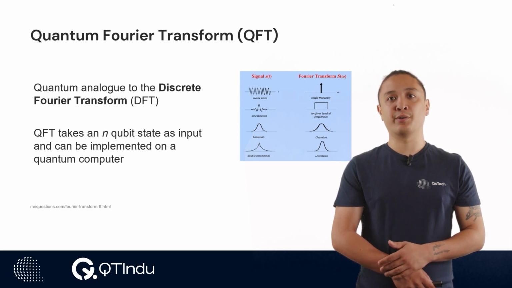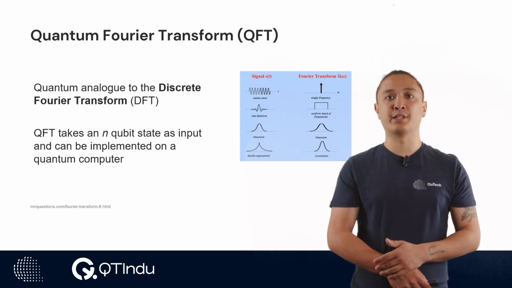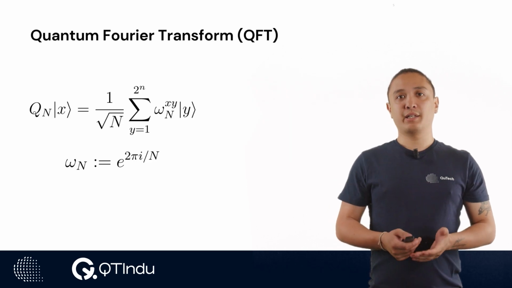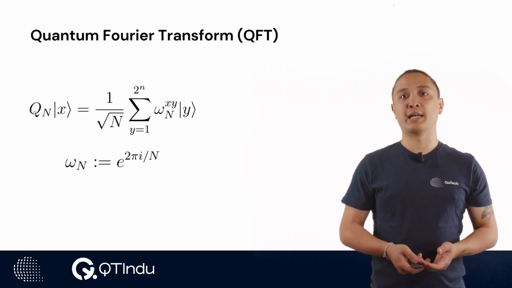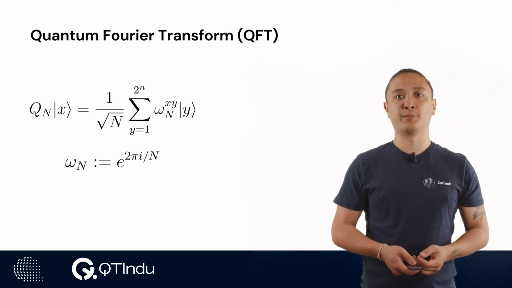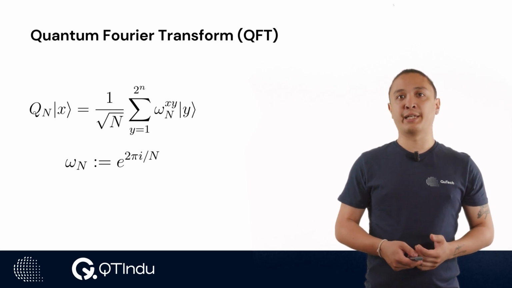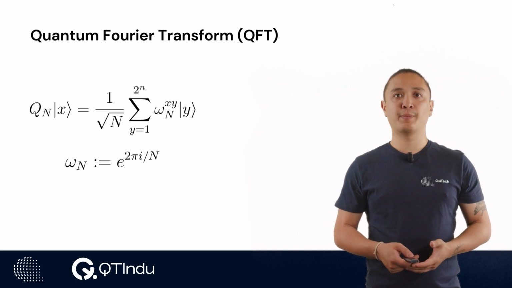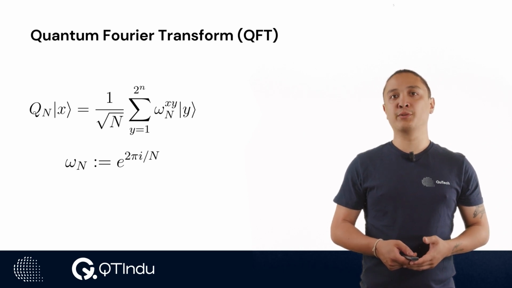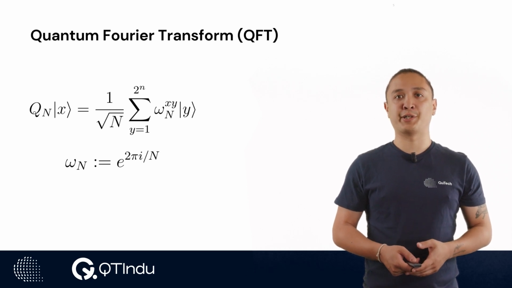There are many quantum algorithms that utilize the capabilities of the QFT. Here, in this slide, we present the mathematical formulation of the QFT as some unitary operator Q. The QFT will take some integer basis state x as input and output a superposition state over all possible 2 to the n basis states with coefficients omega_N, where omega_N is given by this expression below.